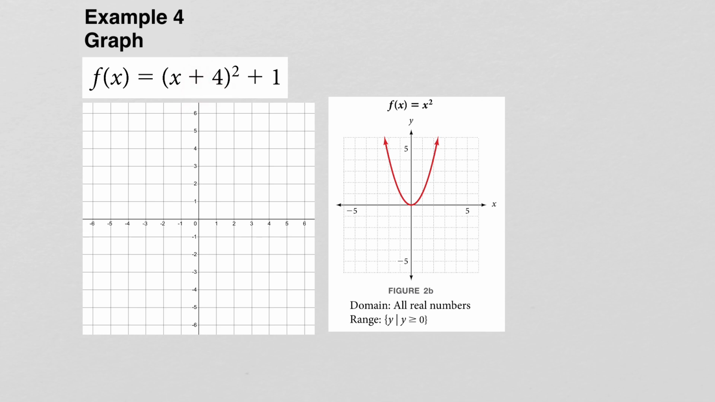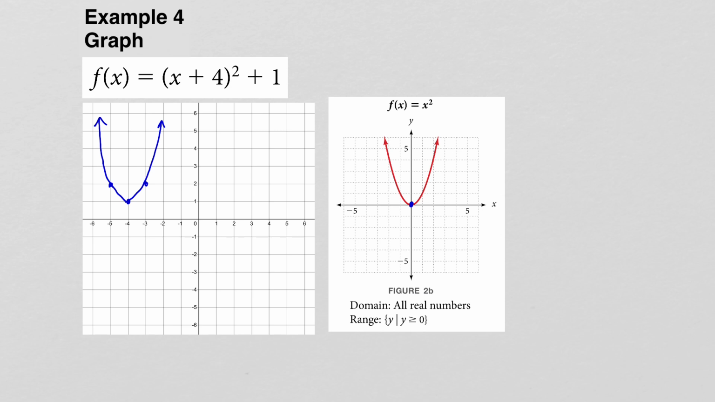We're adding 4 to x inside the function. That's going to shift the graph 4 units to the left. And then the plus 1 is going to shift the graph 1 unit upward. So rather than having the vertex of our parabola be at the point (0, 0), that point is going to get shifted 4 units to the left and 1 unit up. And then from there, it will look exactly the same. So the graph is going to go something like this.